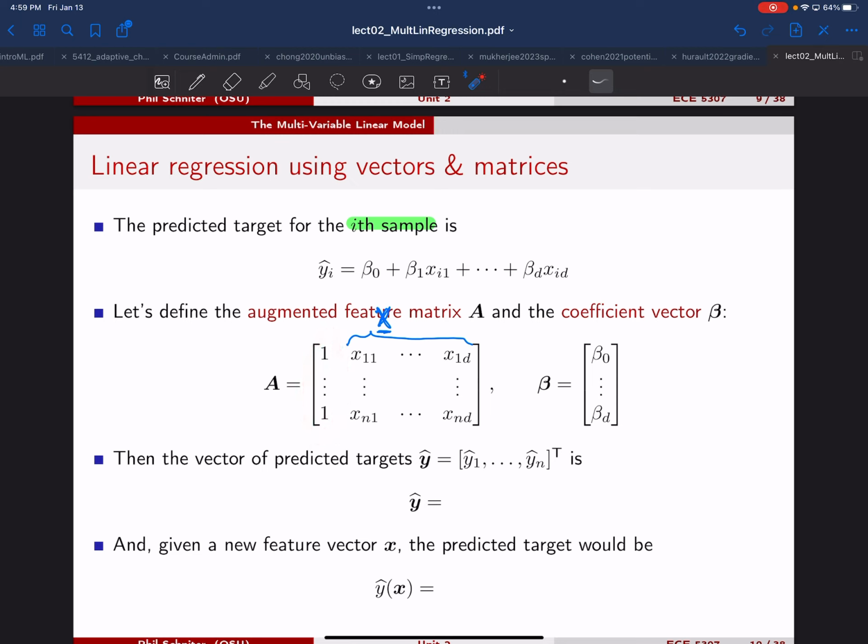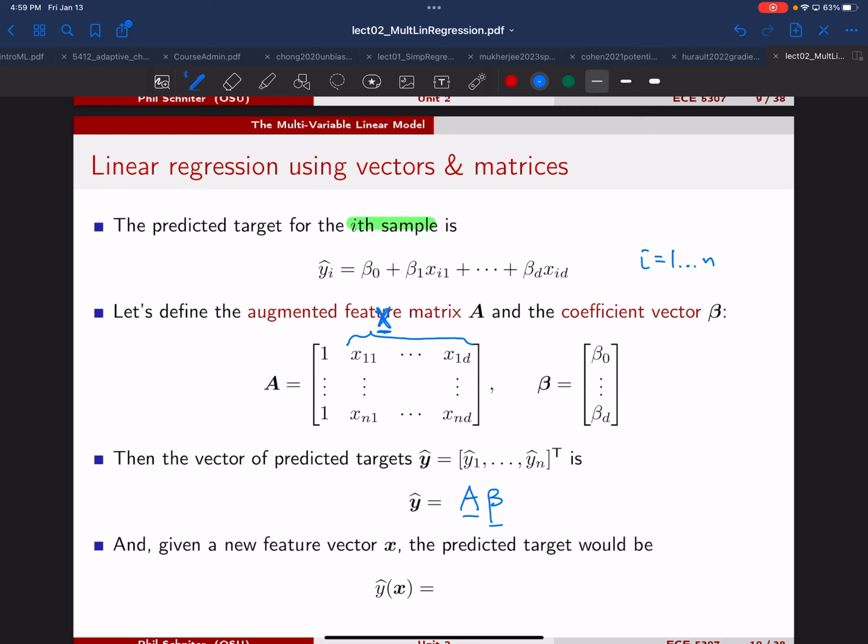Does anybody see maybe why I did this, or how can we write this equation for y hat in terms of A and beta so that this happens for all i? A beta. Yeah, it's as simple as this, A times beta. So is that clear? Let's just take a look. This is kind of using all these homework 0 ideas.